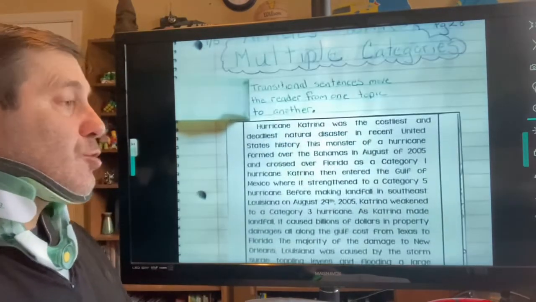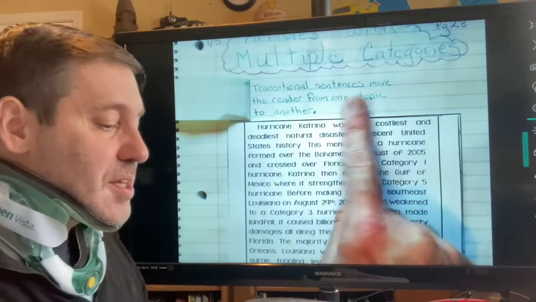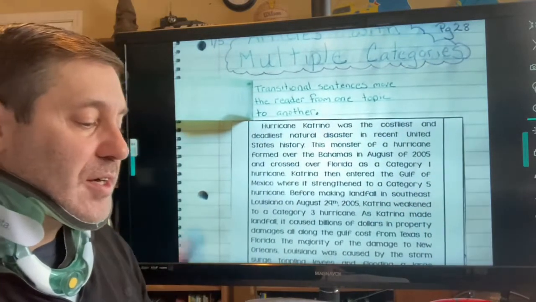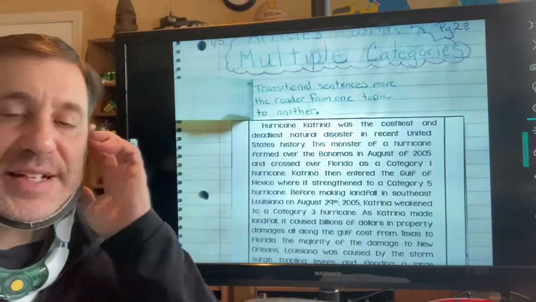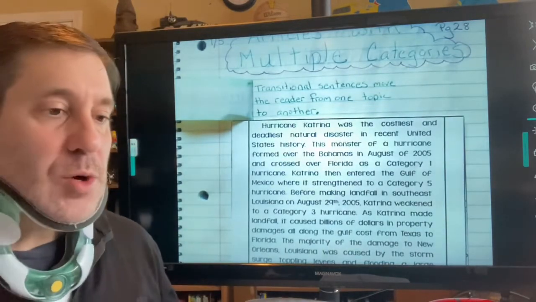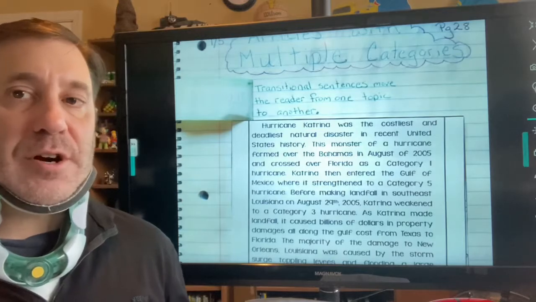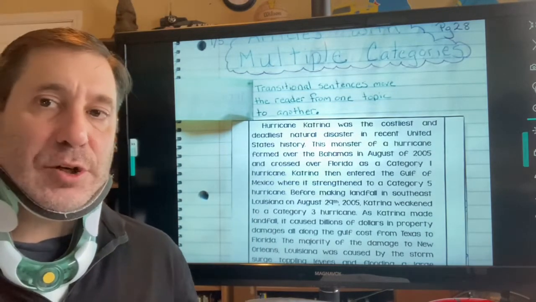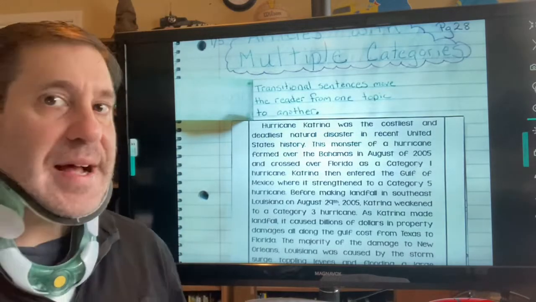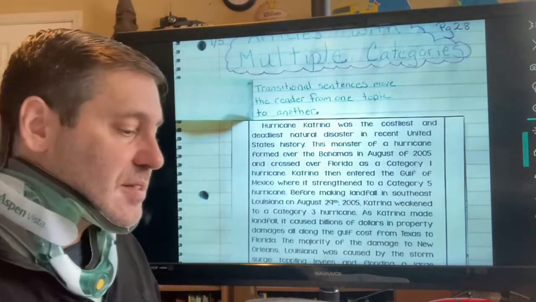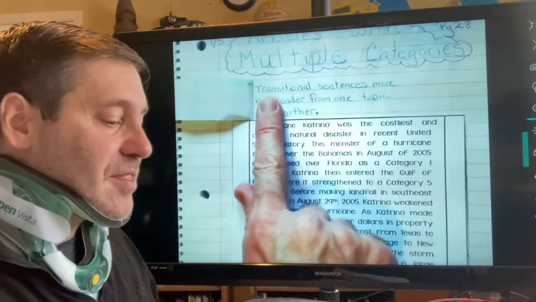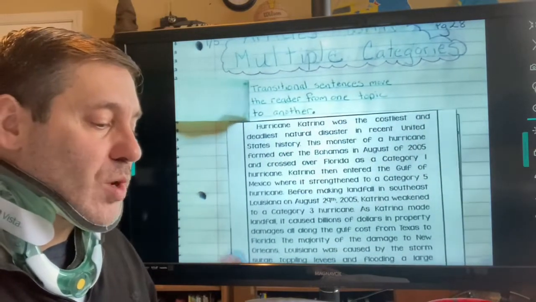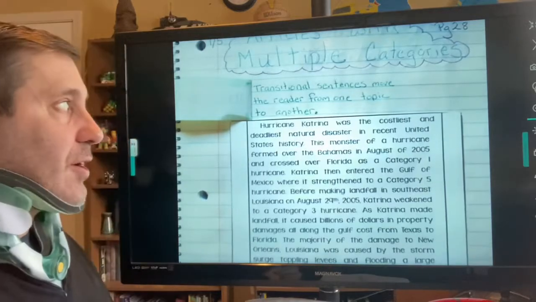Okay. Transitional sentences move the reader from one topic to another. You're going to see today when we read our topic sentence that it will show that this article is talking about 3 different pieces or categories of information. And so the green is a transitional sentence, and this is the sentence that helps us move from one category or one topic to another.